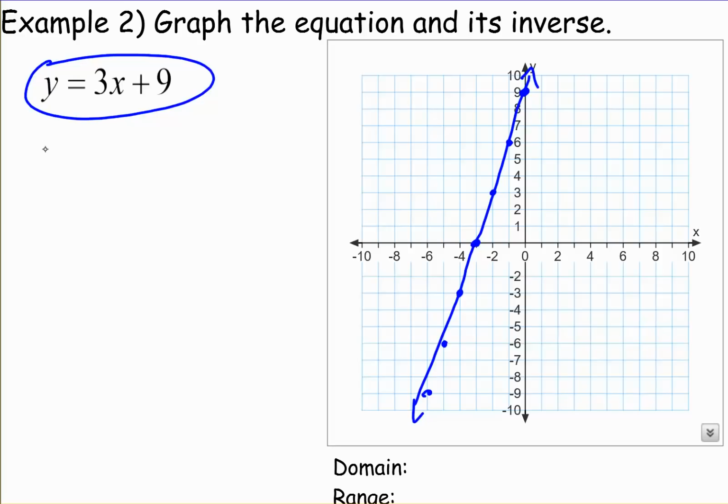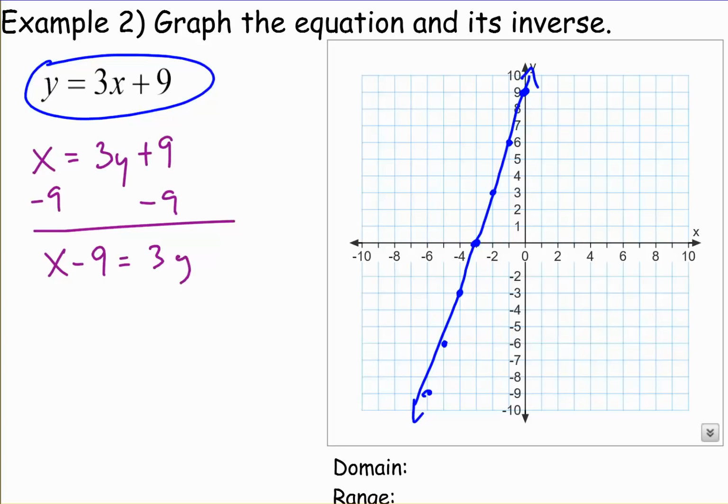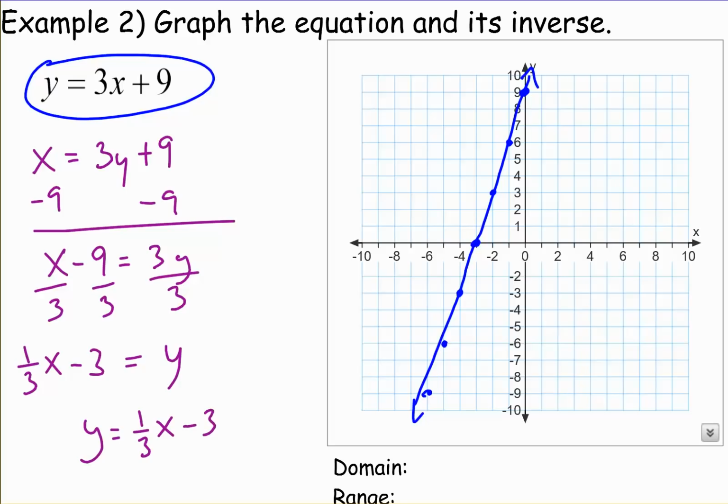Now to find the inverse, what did it say we did? We switch x and y, so I say x equals 3y plus 9, and now we solve this for y. So I'm going to subtract 9. X minus 9 equals 3y. We'll divide by 3 and we'll get y equals 1/3 x minus 3. I can rewrite that with y on the left. You don't have to, but you'll see it like this 99% of the time. They mean the same thing.